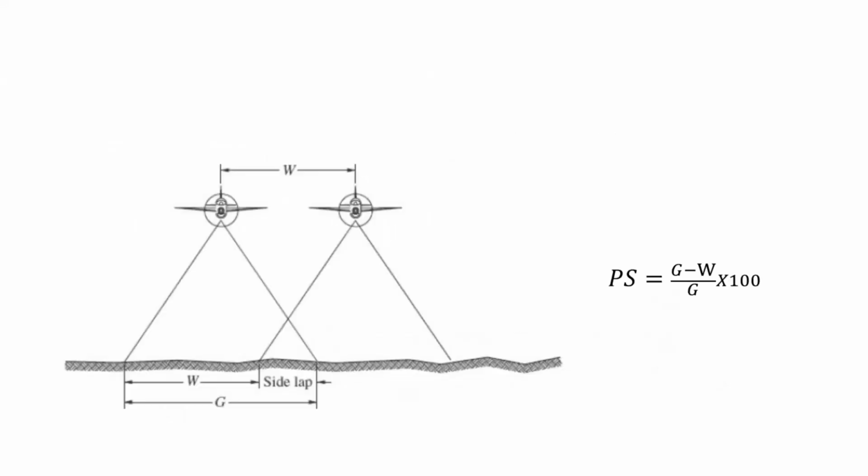Okay, I move on. PS stands for percentage side lap. This is the aircraft in the first strip, number 1, and this is the aircraft in strip number 2. Side lap is the overlap between the two flight lines.